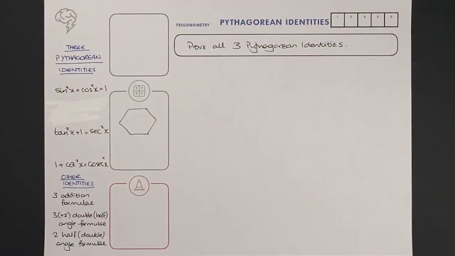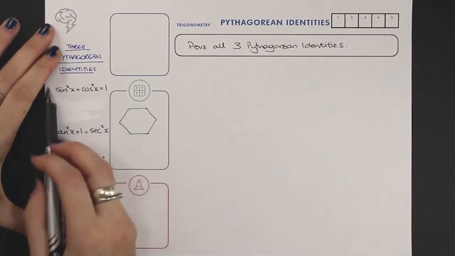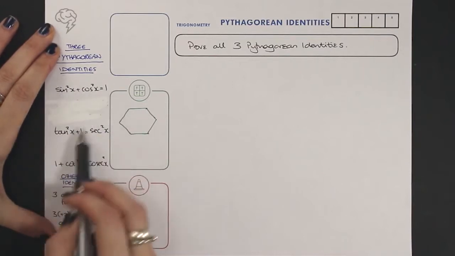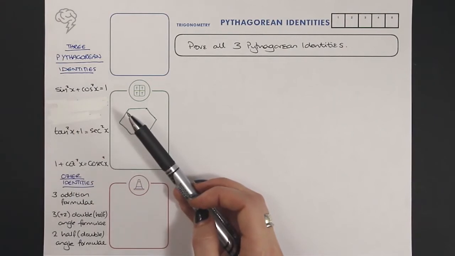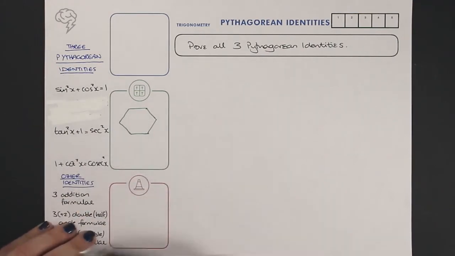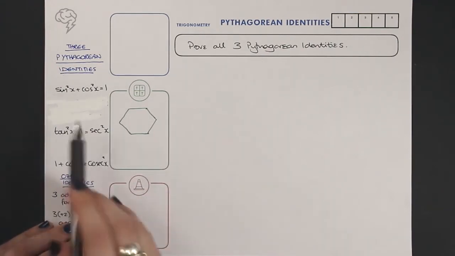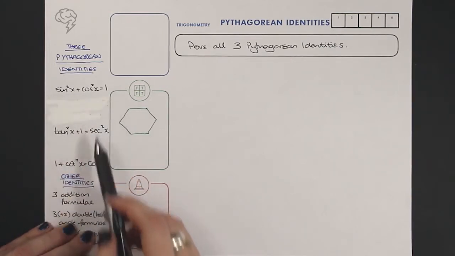You need to be able to prove all three of these Pythagorean identities. Now, this one is in the AS, and these aren't because they use the reciprocal functions sec, cot and cosec. So if you're a first year student, don't freak out about sec, cot and cosec. I'm going to put all these together because by the time you get to the end of the second year, you'll think of them all together. But you only need this for the first year. You don't need these two, okay?